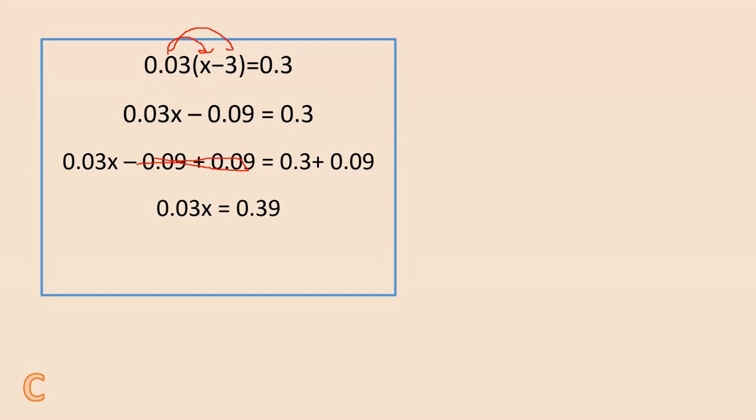So what do we do next, ladies and germs? That's correct. You're going to divide by 0.300 on both sides. So you're left with x equals 13.